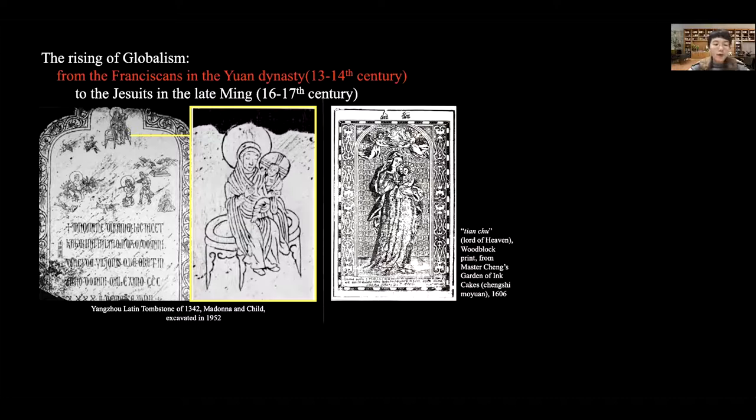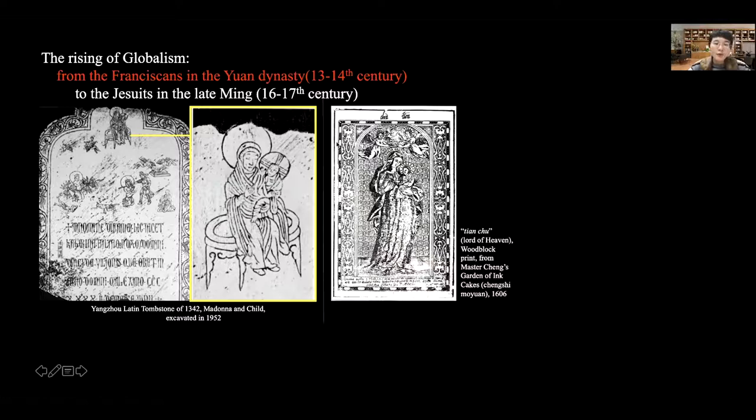Actually, if we put human civilization in a much larger worldwide perspective and trace the rising of globalism much earlier, we'll meet the first Madonna image in China in the Mongol Yuan Dynasty. It is on the top of an Italian merchant's daughter's tombstone, once used as a wall brick for Yangzhou City and buried underground for almost 600 years. The poses of these two Madonnas are somewhat similar.